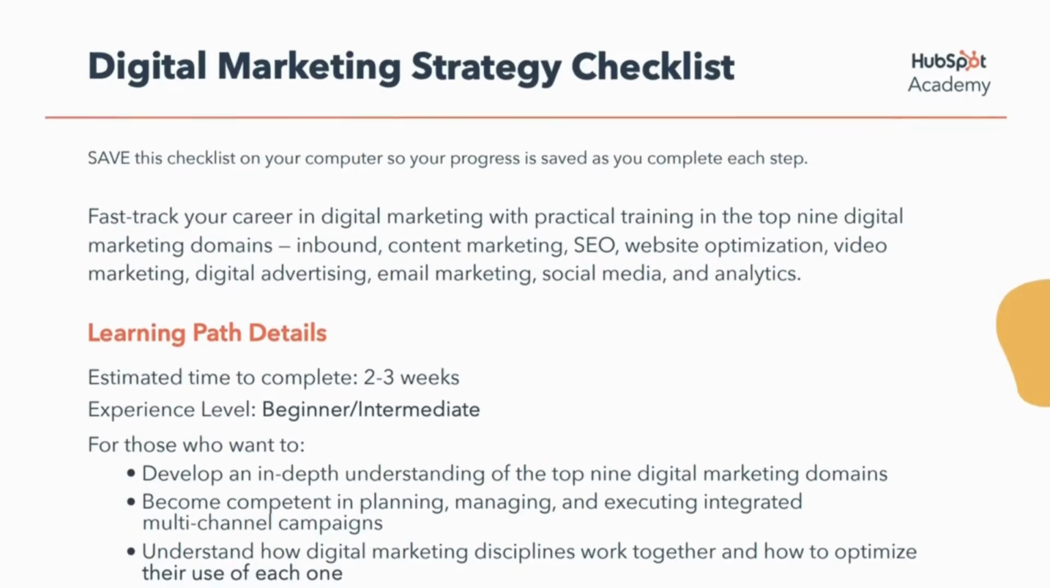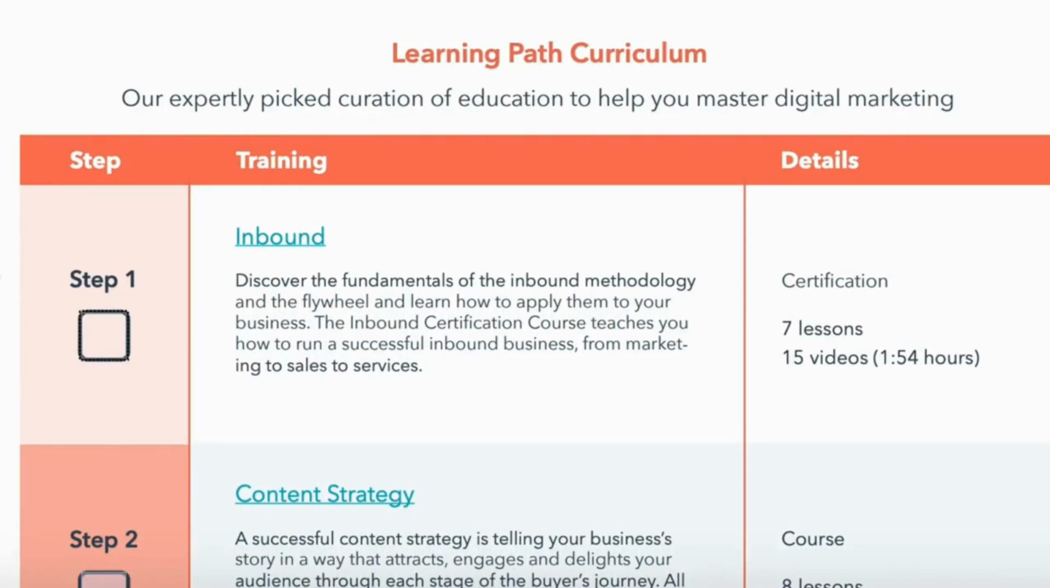To help you track your progress, we created a checklist. This checklist includes a link to each course included in the learning path, an overview of the training, and an estimated amount of time on how long it should take to complete. And once you finish a course, you can check it off. To learn more about the Digital Marketing Strategy Learning Path, as well as access a copy of the checklist, go to the resources section below this video.